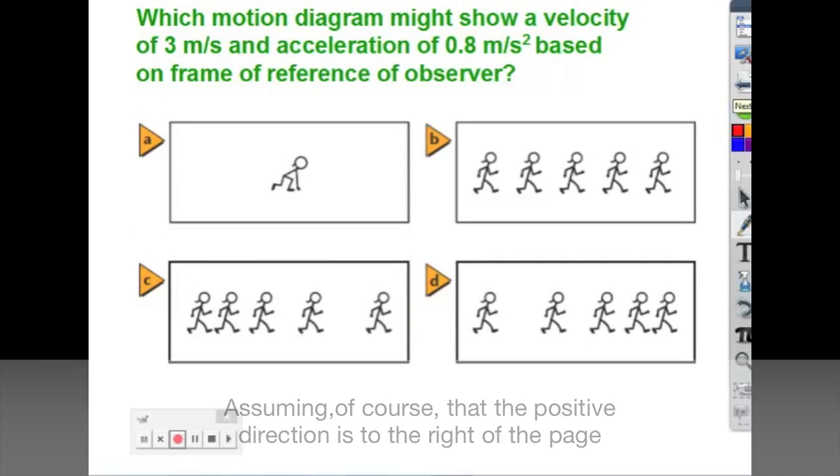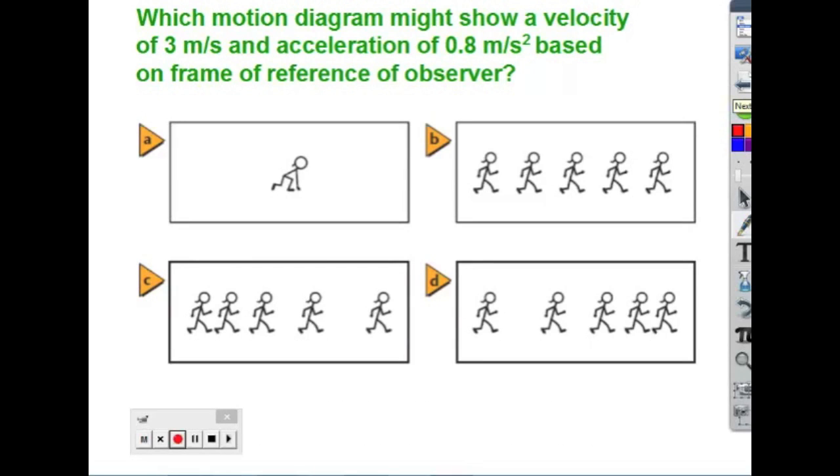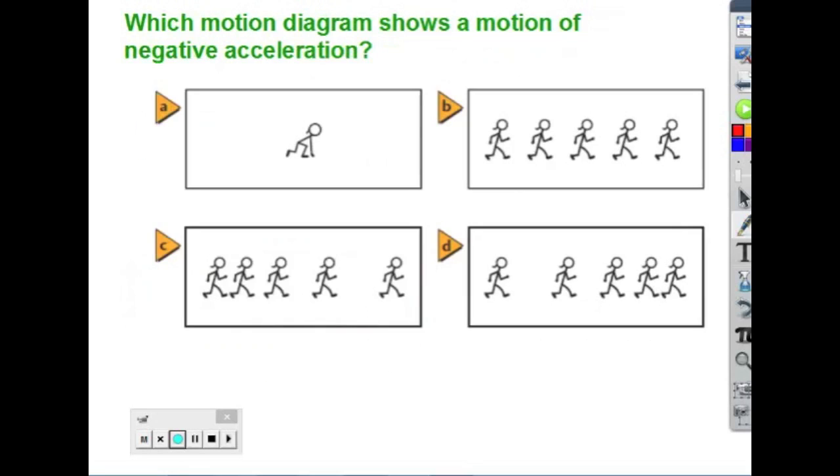What about 3 meters per second with an acceleration of 0.8 meters per second squared? Well, wait a minute. That's positive acceleration, right? It's going in the same direction. So it's the same question, which shows negative. What would be negative acceleration?